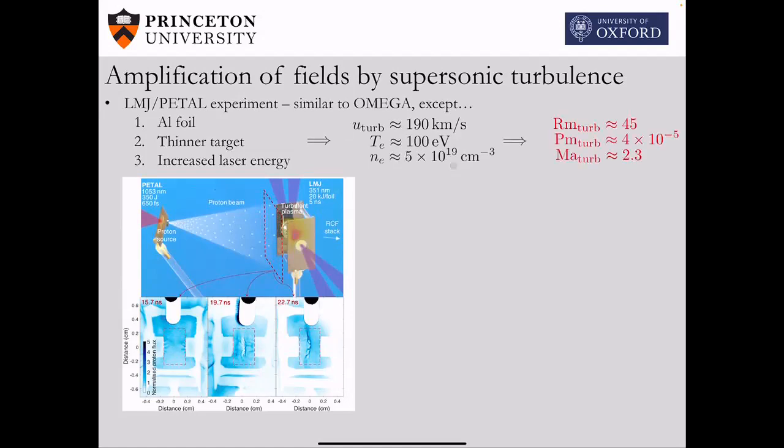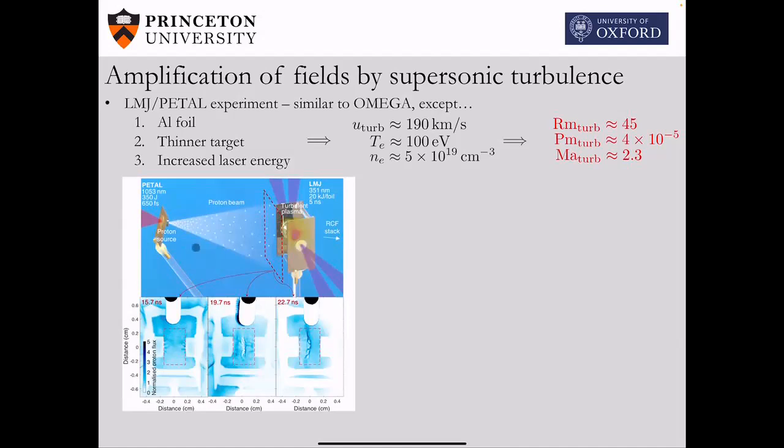And again, we can infer turbulent magnetic Reynolds numbers, magnetic Prandtl numbers, and a turbulent Mach number. And we find that in this case, we don't get to as high magnetic Reynolds numbers, around 45 in this case, but still much larger than order unity, and we are back in the low Prandtl number regime. But crucially for this application here, the turbulent Mach number was about 2.3, so larger than order unity.